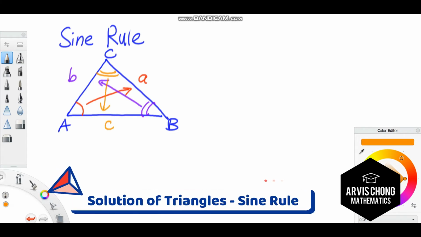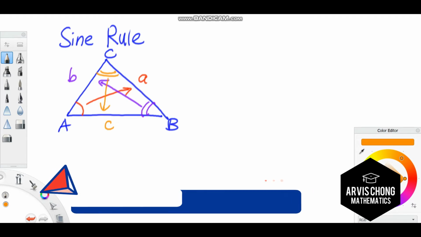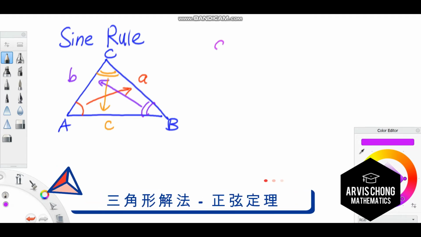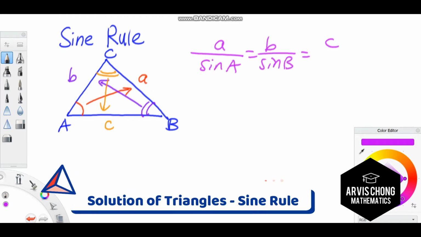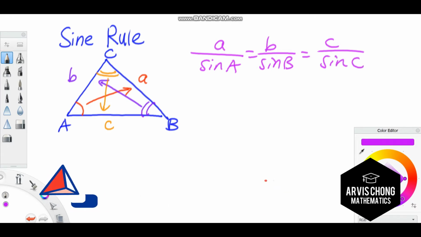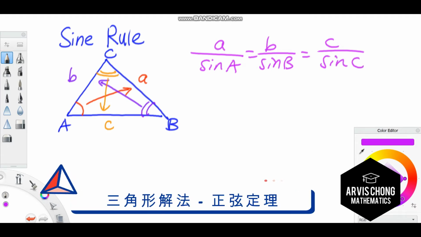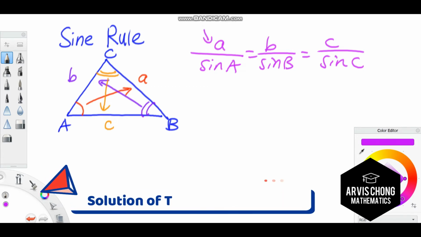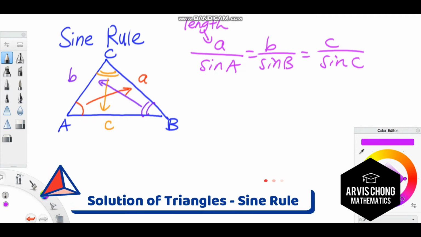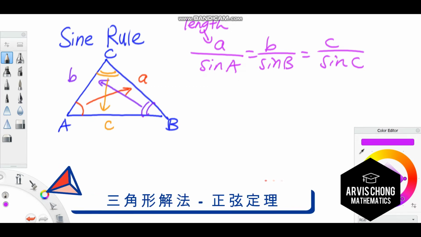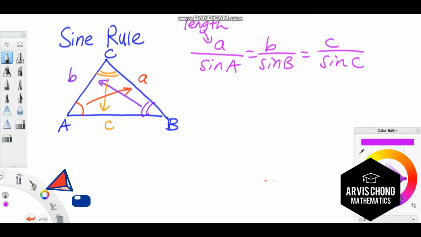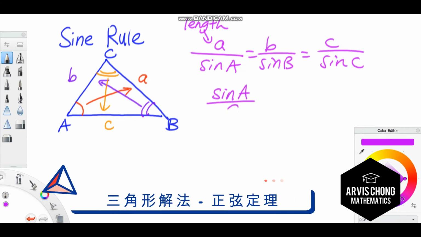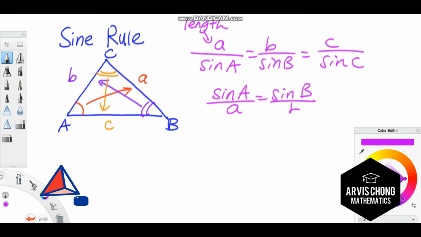Based on the sine rule, the formula is a over sine A equals b over sine B equals c over sine C. The small letters a, b, c on top mean we need to find the length. So whenever we need to find the length, we apply this formula. If the question asks us to find the angle, we start from sine A over a equals sine B over b equals sine C over c.